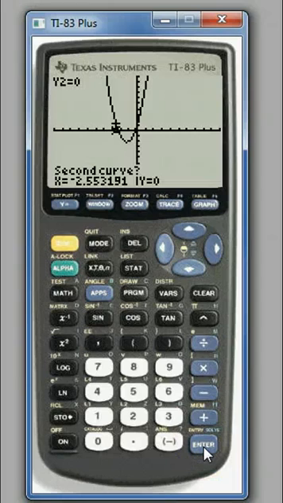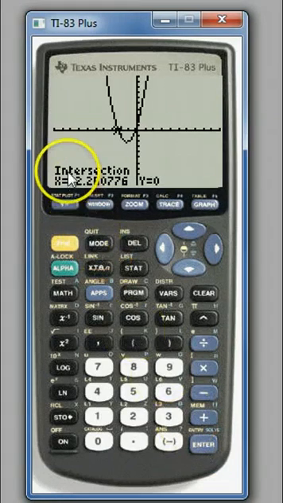You just hit enter. It jumps over again, and then you can guess if you want to, but there's the other one, negative 2.28, and that's it. You got your two answers, and that's all you were looking for, so that's it. So that's how you find zeros given the graph.